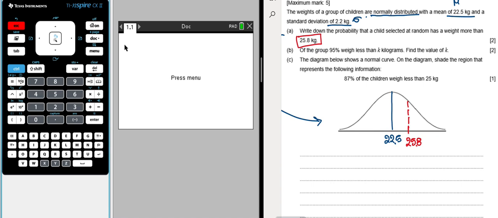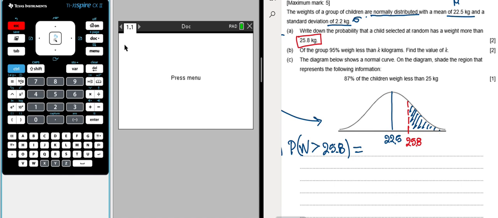So we want to calculate the probability. Let's just assume that W is the continuous random variable that corresponds to the weight of the children. So write down the probability that the child selected at random weighs more than 25.8. We want essentially to calculate for part A the probability that W is bigger than 25.8. And if I was to shade that area to see the corresponding image, that would be what you can see now on your screen.